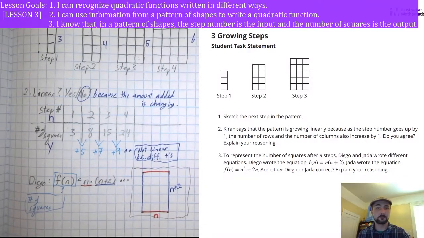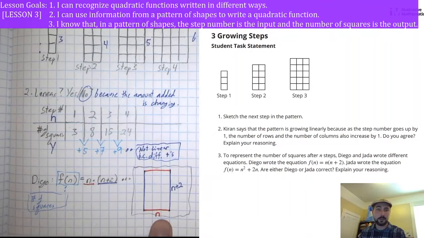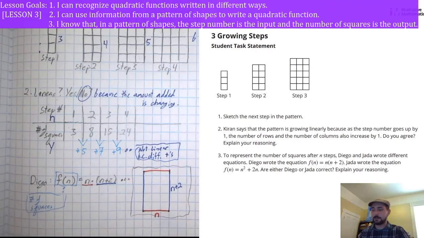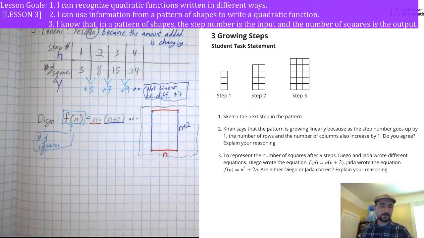Good job, Diego. Yeah. This all requires us to realize that that multiplication is describing a length times a width, right? N times n plus 2 is describing a rectangle. If you can see that, nice. You can see what Diego is seeing. Okay, let's investigate Jada and Jada's equation now.